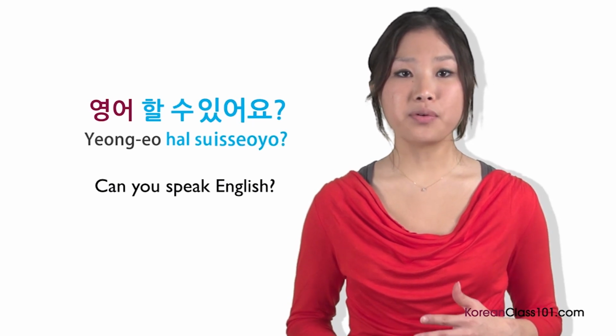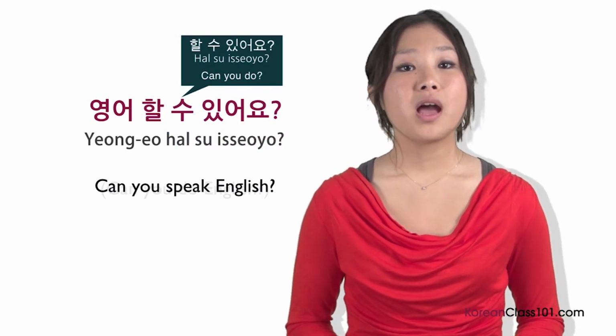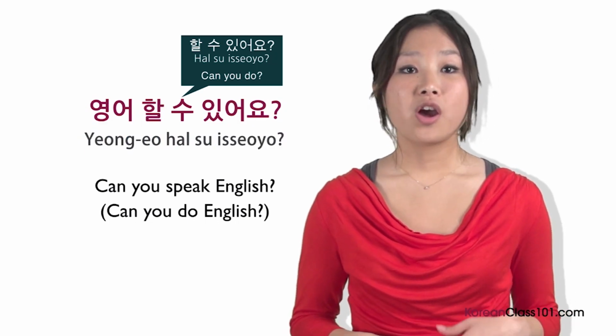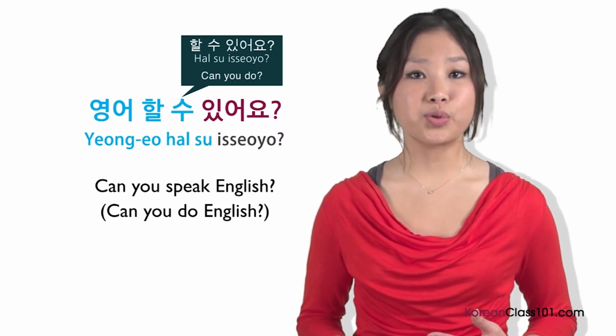If you want to be a little more specific and ask about someone's ability to speak English, you can say 영어 할 수 있어요? 할 수 있어요 means can you do? Can you do English? This sentence could be very helpful if you're in trouble on the street, in a restaurant, or a hotel. No matter where you are, if you're looking for someone who can speak English, just ask.